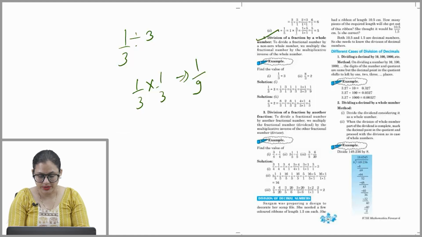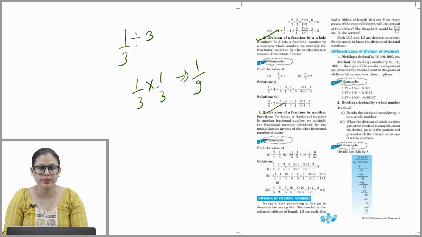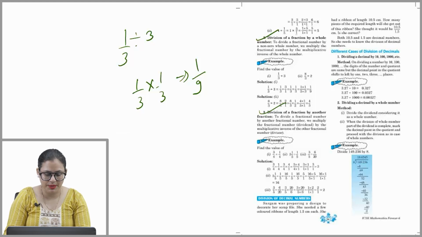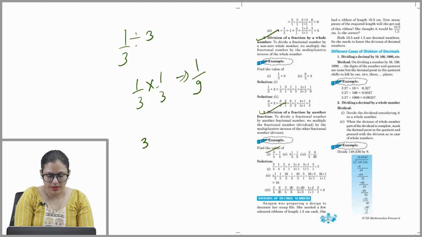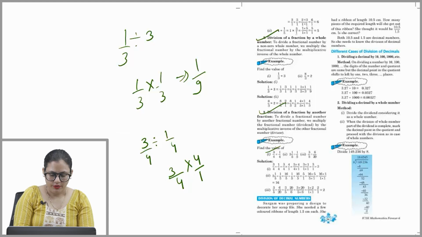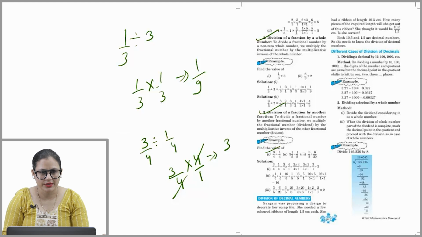Okay, number 3, division of a fraction by another fraction. To divide a fractional number by another fractional number, we multiply the fractional number, that is the dividend, by the multiplicative inverse of the other fraction. For example, 3 by 4 divided by 1 by 4. So 3 by 4 into 4 by 1. Okay, 4 goes and 3. 3 is the answer, right?